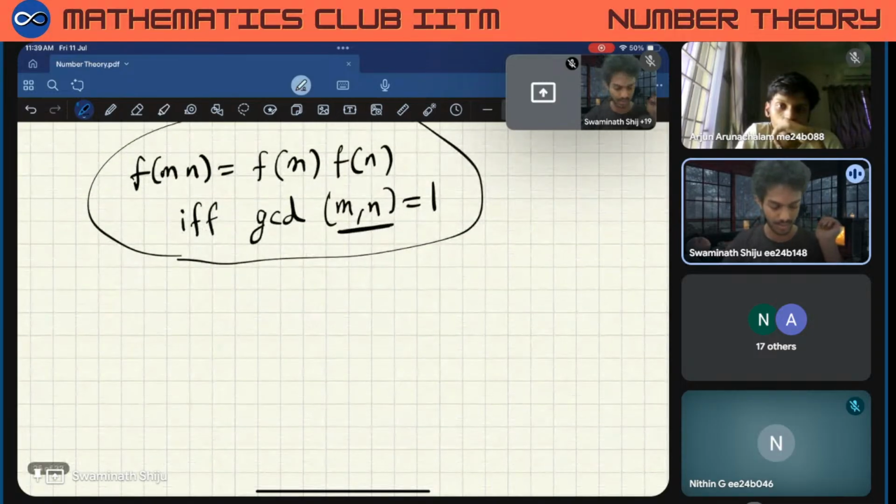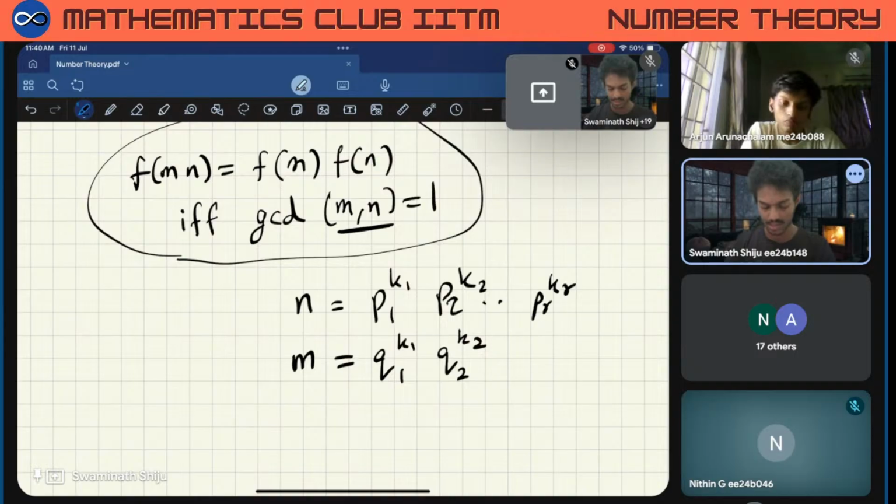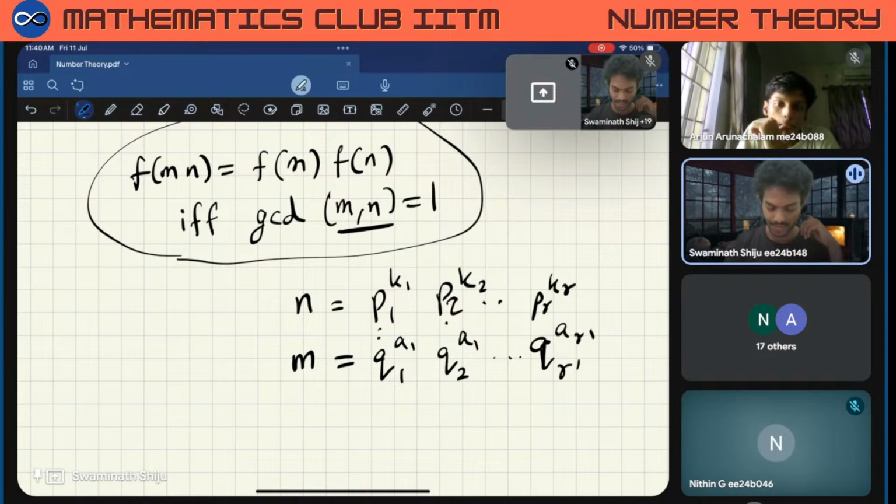So if you consider n equal to p1 power k1, p2 power k2, so on, pr power kr, what does it mean if some number m is co-prime to this? That means none of its prime factors are common, none of the q_i's. None of these factors are common.